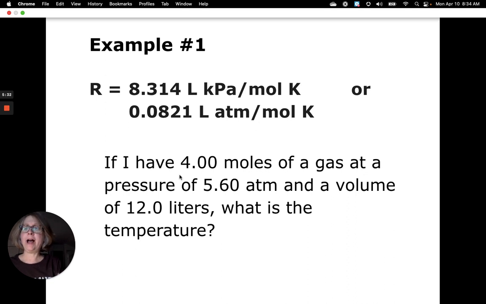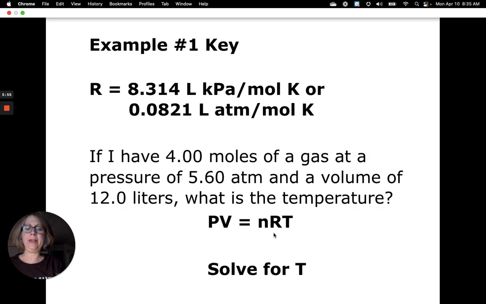If I have 4 moles of a gas at a pressure of 5.60 atmospheres and a volume of 12 liters, what is the temperature? You can see I've given you 3 of the variables that affect a gas: moles, pressure, and volume. I've also given you the gas law constant, so we should be able to solve for temperature. As you recall, PV equals nRT, and so we're going to solve for T.